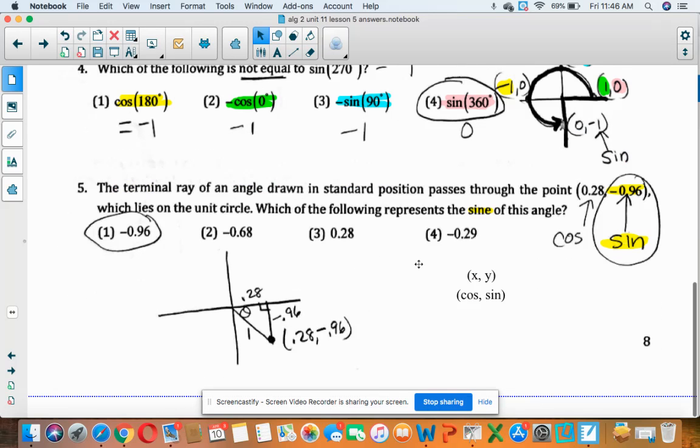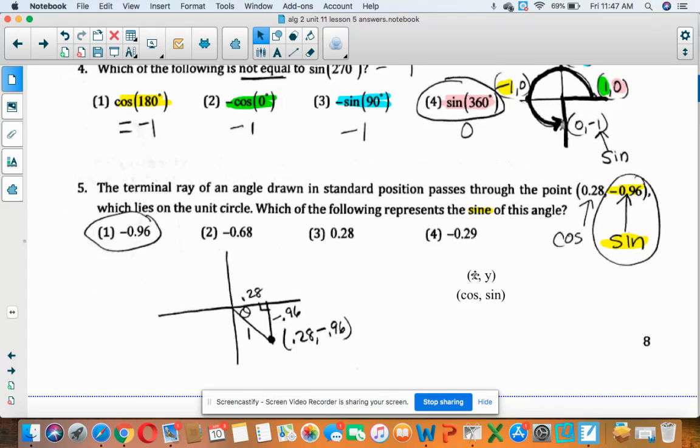Number 5, the terminal ray of an angle drawn in standard position passes through the point 0.28, negative 0.96. So remember, whenever I have a point, my x-coordinate is my cosine and my y-coordinate is my sine. So they want to know which of the following represents the sine of the angle. So the sine of the angle is negative 0.96. I drew a picture for us also just so we can see it visually.